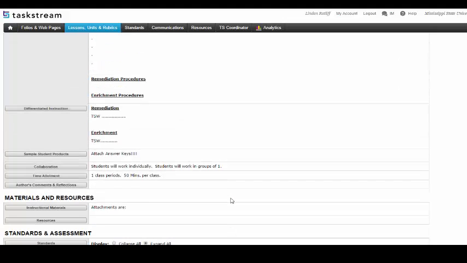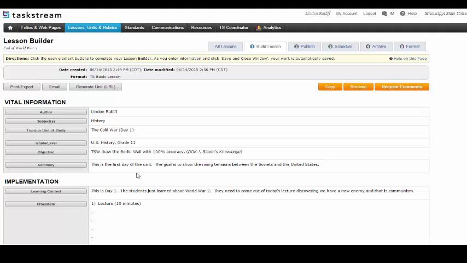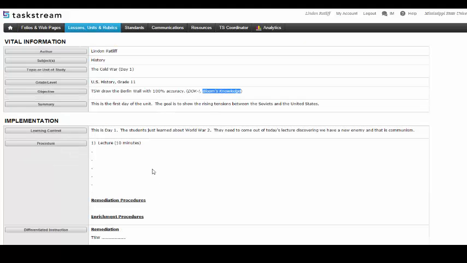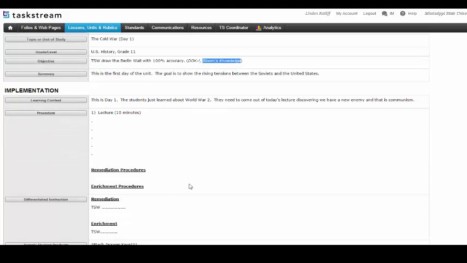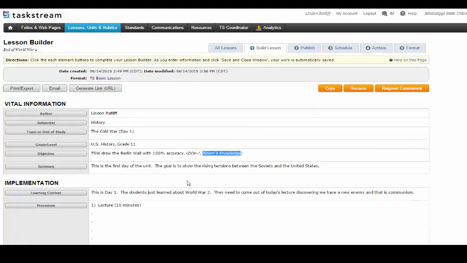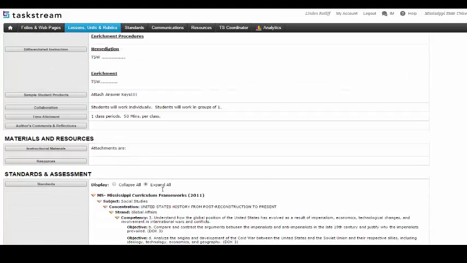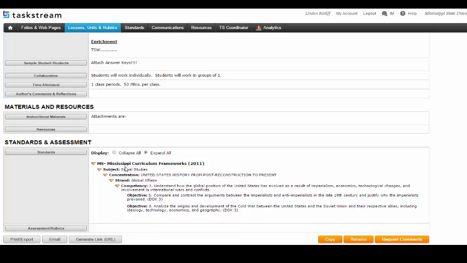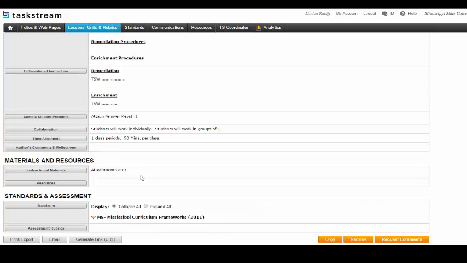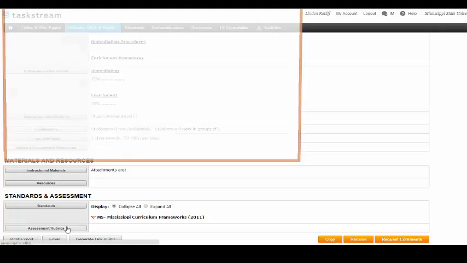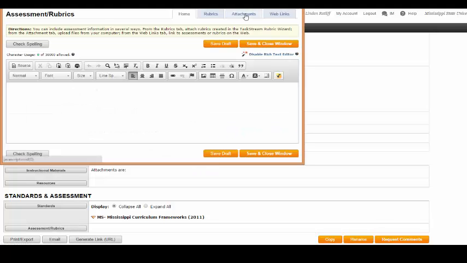So you don't have to worry about having all of these Mississippi State Frameworks here, here, and there. Now, if I have different Mississippi State Frameworks per different objectives, then you can just keep adding more up here all you want to. So I just collapse on Assessment rubrics. You would attach your rubrics here.